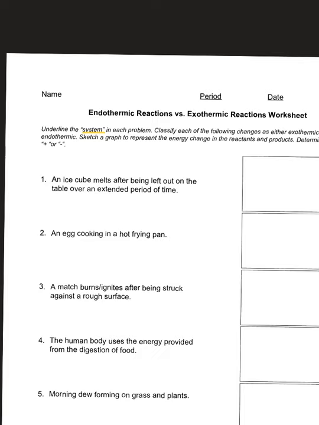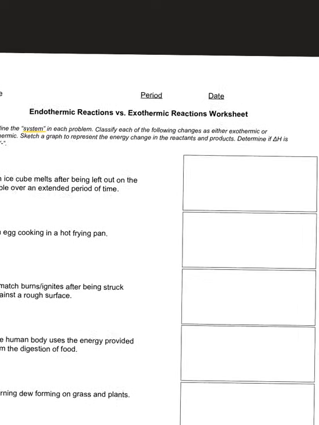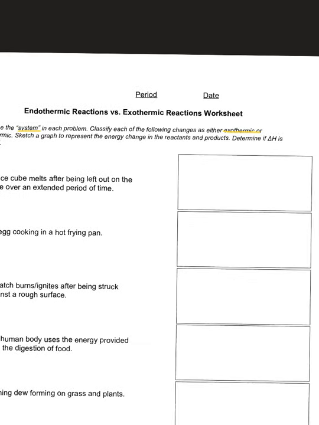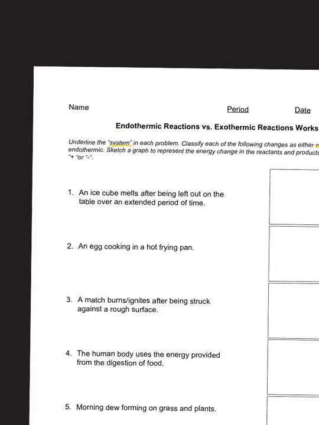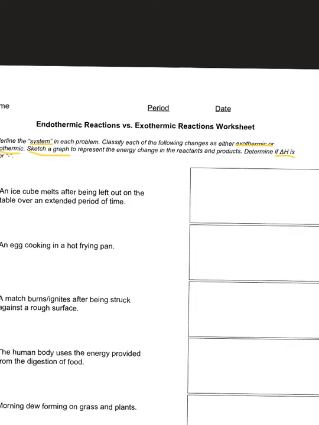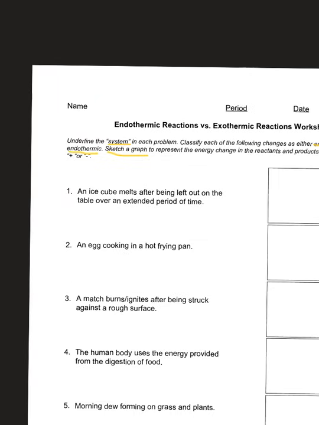their point of view. Okay, number one, an ice cube melts after being left out on a table over an extended period of time. Are we looking at this from the ice cube's point of view or from the table's point of view? Because that's important. That can change our answers. Okay, so you have to underline the system. We're going to classify it as either exothermic or endothermic. We have to sketch our graph. We have to say whether our delta H or enthalpy is positive or negative.